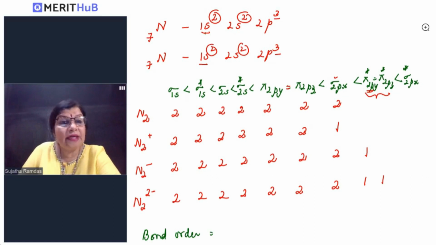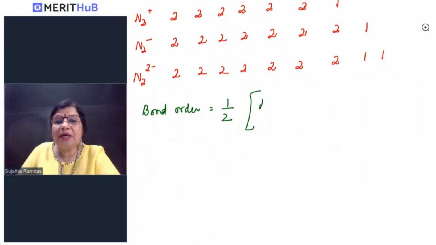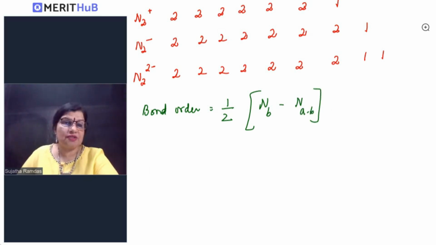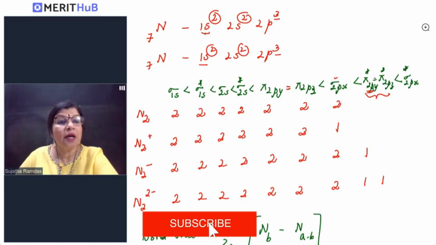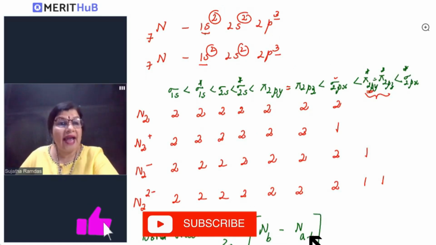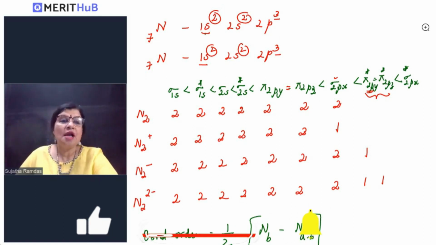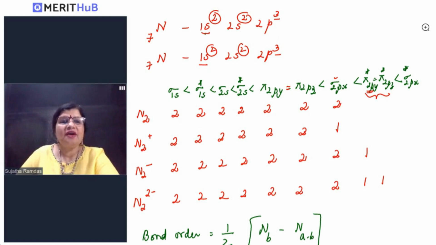Bond order will determine the strength of the bond between two atoms. Okay, half into the number of bonding electrons minus the number of anti-bonding electrons. The bonding electrons correspond to electrons in the bonding molecular orbitals, and anti-bonding electrons correspond to the electrons in the anti-bonding molecular orbitals. First, let's tackle nitrogen.